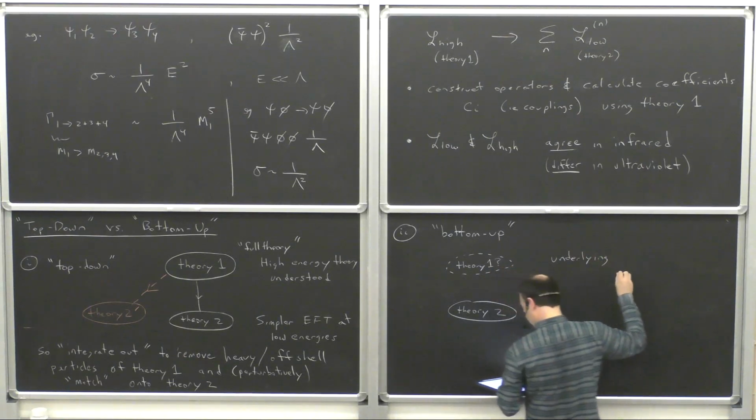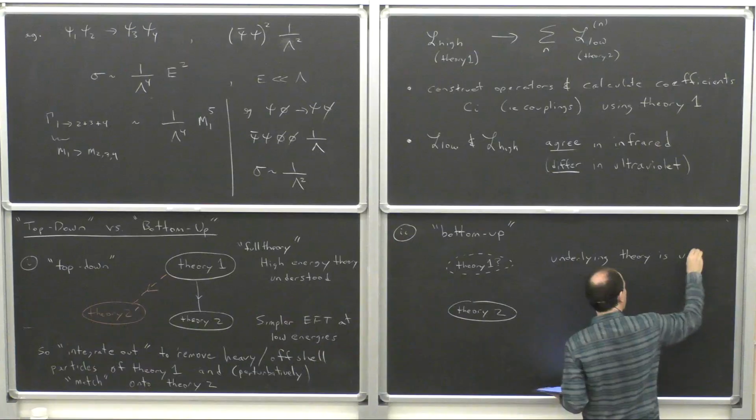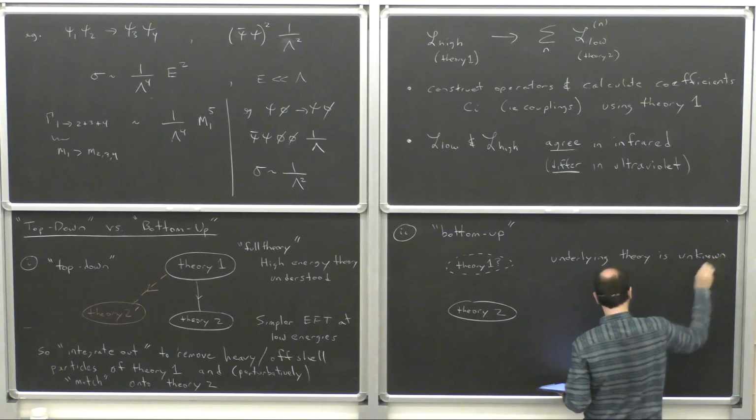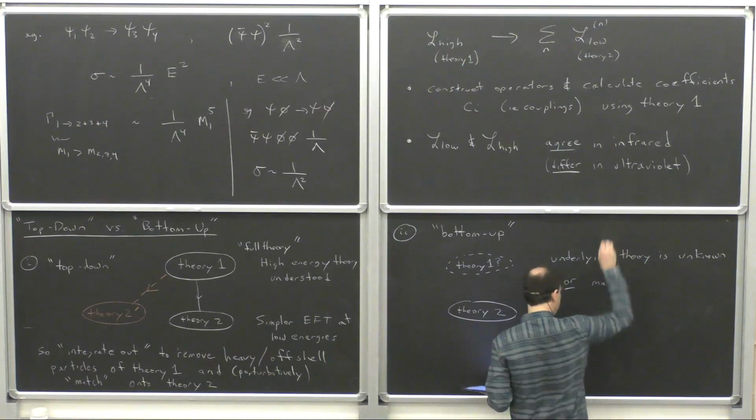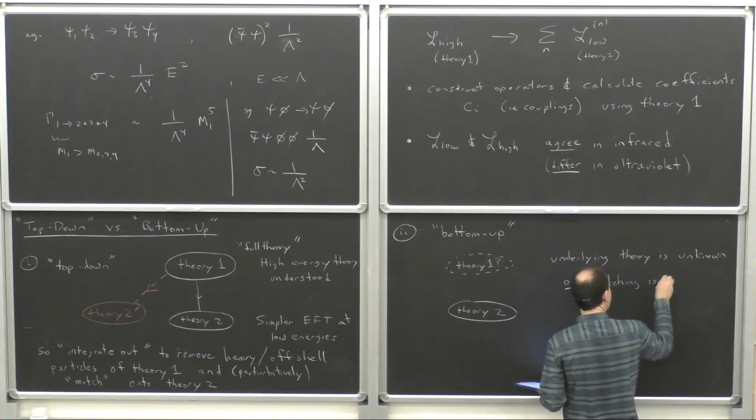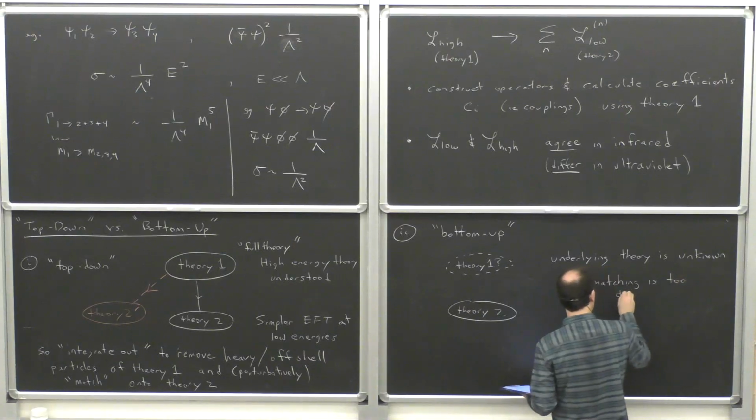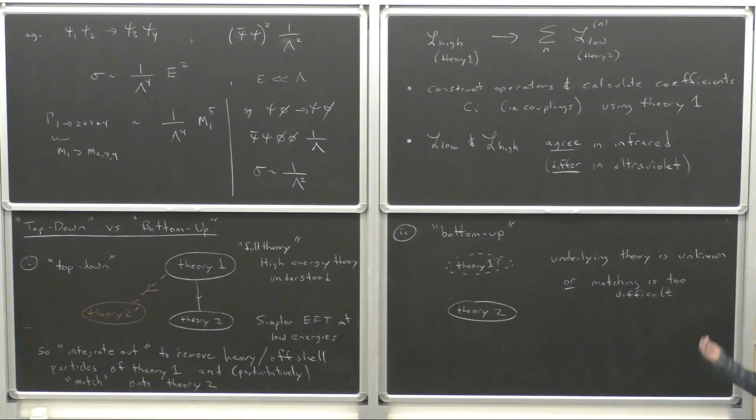So maybe there is some underlying theory, but it's unknown to us, which is often the case. Or it could be that the matching procedure I outlined is very difficult, and we just don't want to carry it out, or maybe we don't know how to carry it out. Maybe it's a non-perturbative calculation, so we can't carry it out, at least on the blackboard or with pen and paper. In all those cases, we can still make progress using this notion of effective field theory.